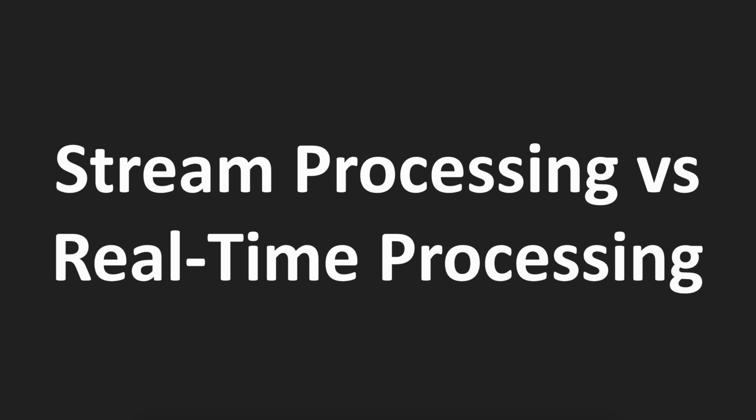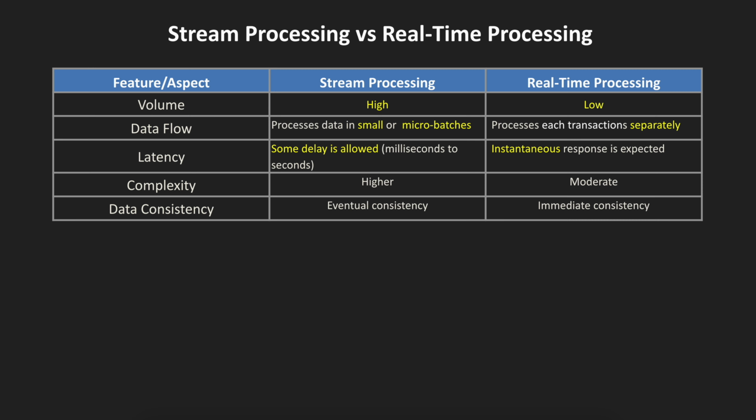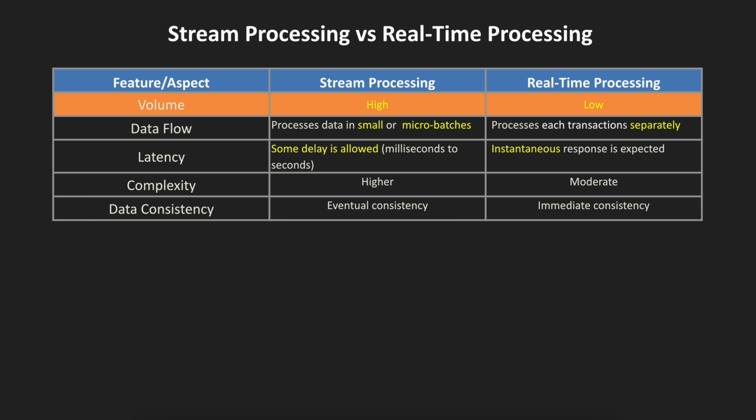So now let's take a look at the difference between stream processing and real-time processing. The example that we have seen earlier with the fraud detection service is an example of real-time processing. They are using the same tools and the same big data technologies. The biggest difference between them is arguably the volume of the data.